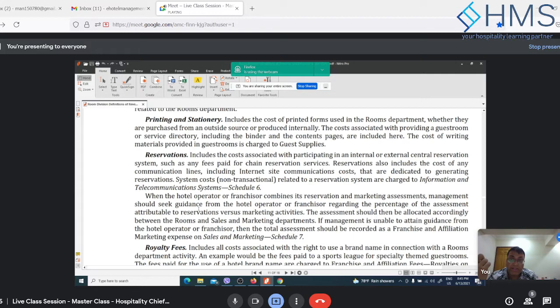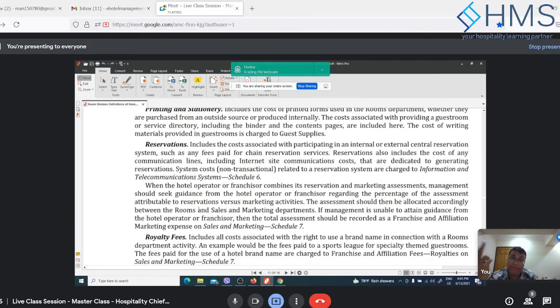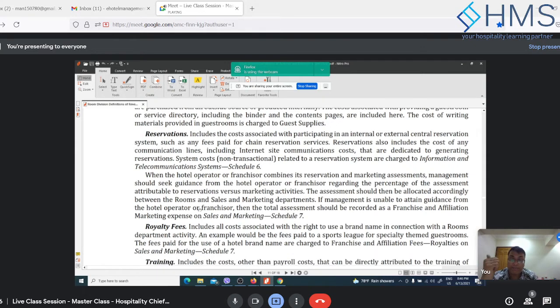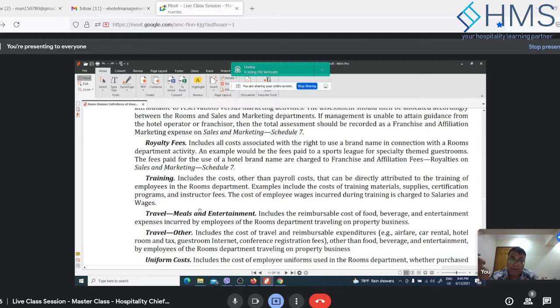Then you have reservations expenses, where sometimes the hotel is paying reservation services to either the corporate office, or to the brand, or to the CRS. There are usually fees. Sometimes it's based on the revenue, sometimes it's based on the booking, sometimes it's a fixed expense. So you may have to just keep the details. Then you have royalty fee, which is part of using your brand. If the hotel is using any other brand, so royalty for using that brand name is going to be here.